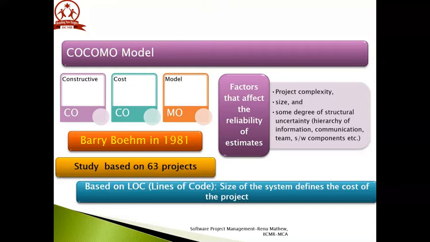It is a procedural cost estimate model of software projects and is often used as a process of reliably predicting the various parameters associated with making a project, such as size, effort, time, and cost. It was proposed by Barry Boehm in 1981 and is based on the study of 63 projects, which makes it one of the best documented models.